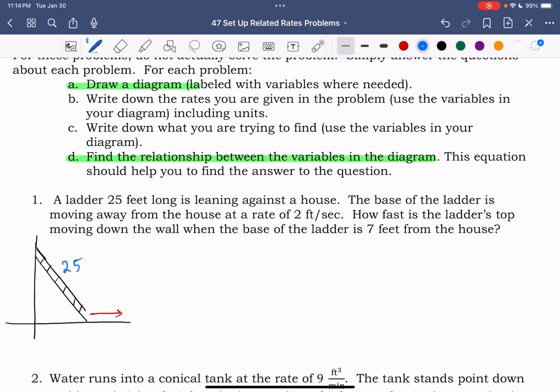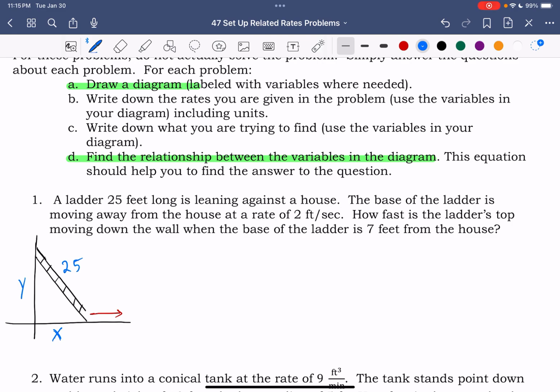Now, when it comes to getting the rest of the diagram labeled, we can see that we're going to have some distance from the base of the wall to the base of the ladder. We're going to call that x. Now, the variables and what you call them doesn't overly matter as long as you're consistent and you have things labeled. And so you do want to keep in mind that x is the horizontal distance from the base of the ladder to the wall. And then we also have y, which is the vertical distance between the top of the ladder and the ground. And so we want to be able to come up with a relationship between those two variables.